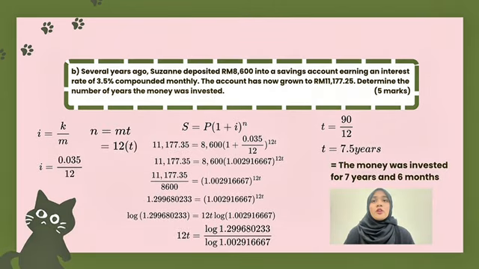Alright, so for question B, we need to determine the number of years the money was invested. So in this question, we use the same formula, which is S equals P(1 + i)^n. So as we know, our principal or P is equal to 8,600 ringgit, and our S is 11,177 ringgit and 25 cents. And for our i is equal to k over m, where k is 3.5%, or we can convert it into decimal. So it will be equal to 0.035 over 12. And for our n is equal to m multiplied with t.